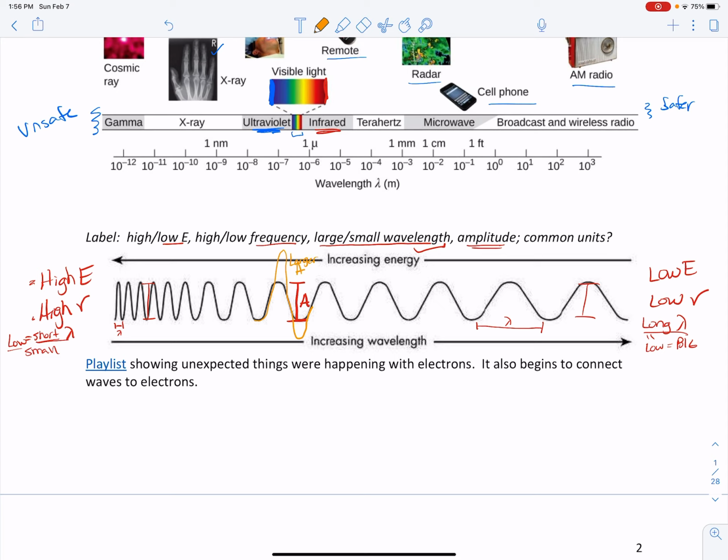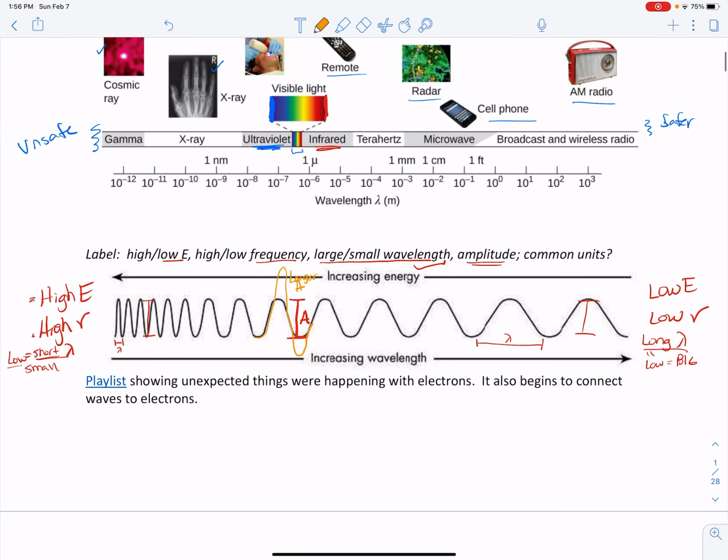And we already talked about the units for energy and frequency and wavelength. We won't have you do calculations with amplitude, but you need to understand what it is.